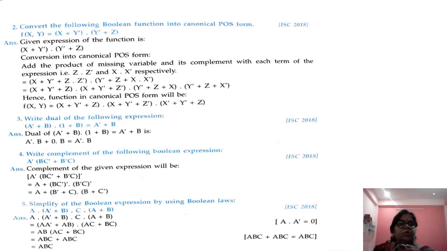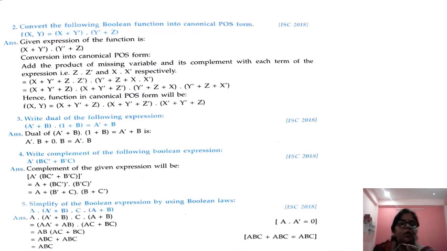Now we do x plus y plus z dot z complement, and z plus z complement is there, then the value will be z only. See how it has been done with the help of the distributive law. Now the final expression: any expression which comes two times will be eliminated. So our final canonical expression will be this.